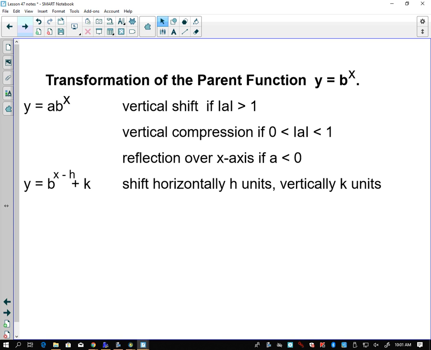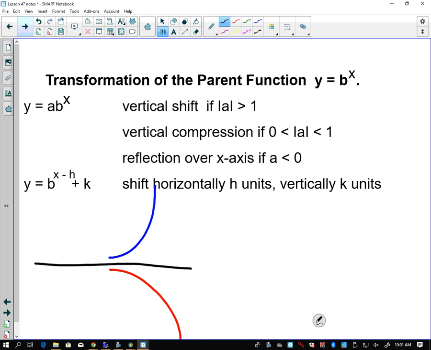Okay, now if a is less than 0, what is anything that's less than 0? So if a is negative, it's going to flip the whole thing over the x-axis. So if it looked like an exponential increase before, it's going to look like this now, where this is the x-axis. That's if a is negative. And that's what a will always do in any parent function, is that it'll flip it across the x-axis. Okay?